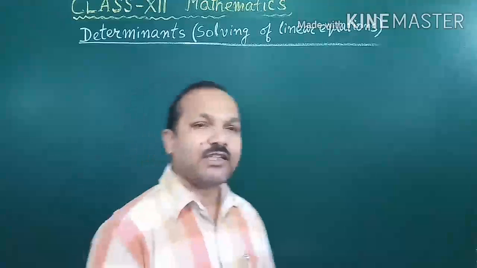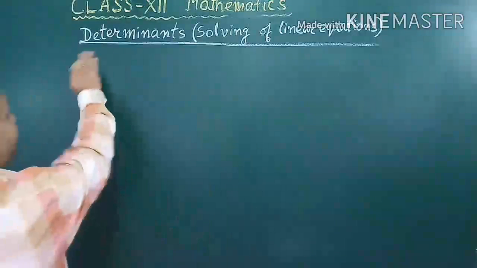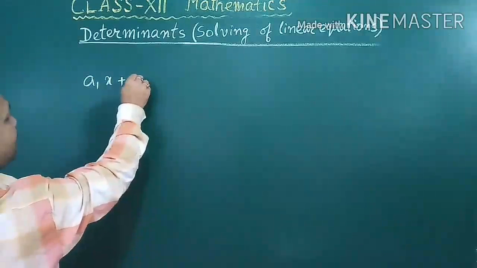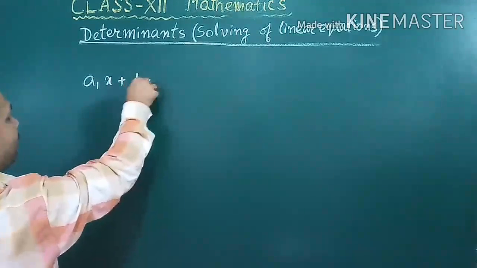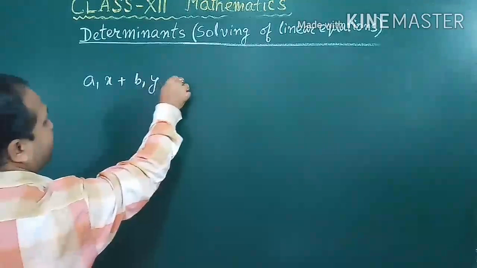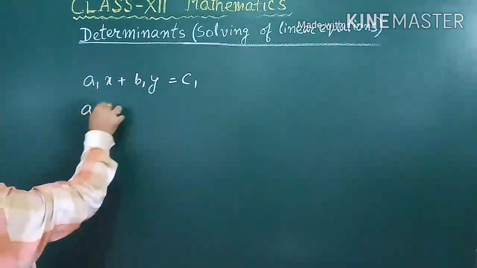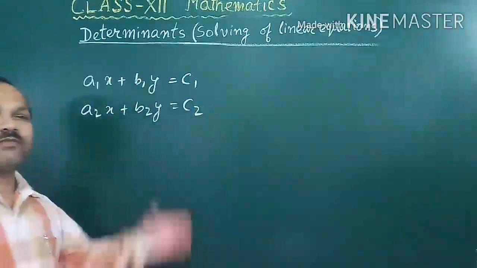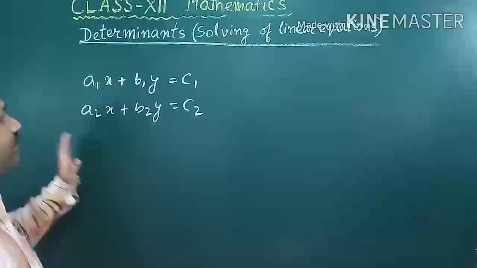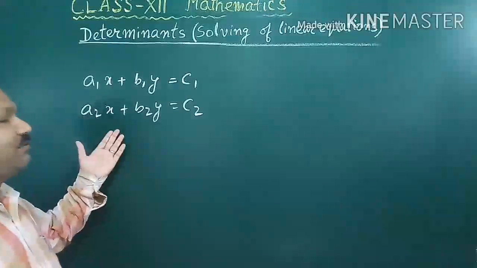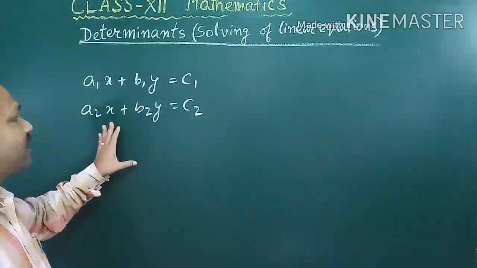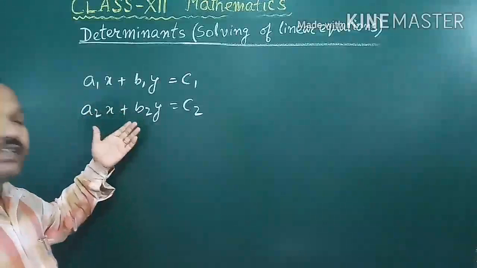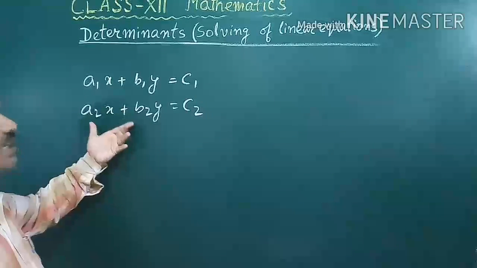So we have seen in class 10 we have learned any pair of equations, say a1x plus b1y is equal to c1, a2x plus b2y is equal to c2. Then how have we solved this type of equation? By using either substitution, elimination, or cross multiplication. And in this, how have we checked? If a1 by a2 is not equal to b1 by b2, then it has a unique solution. Alright? So what does it mean?